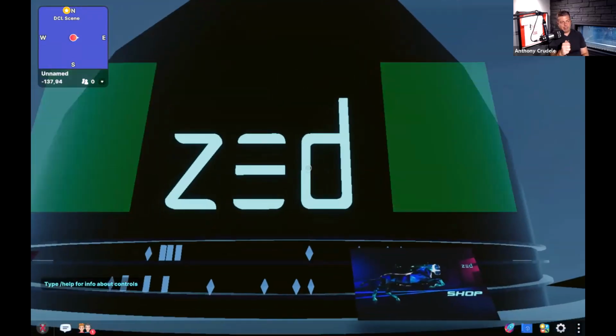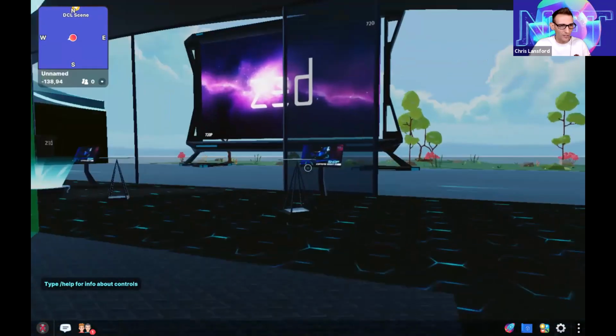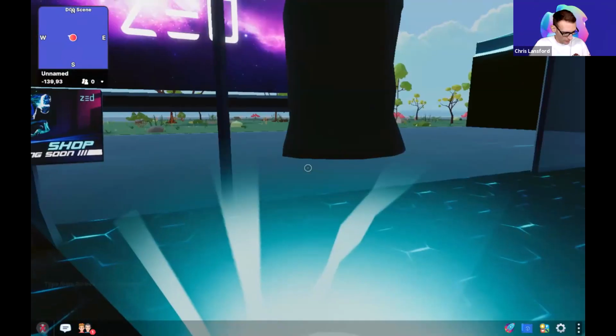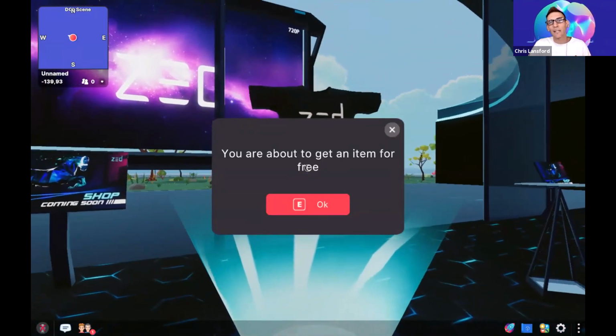There's a store, and you can buy t-shirts here. And then what's this? There's little kiosks everywhere where you do stuff. There's the t-shirt kiosk. They're currently sold out, so you can't get one. Let's try. You're about to get an item for free, and then you do it.